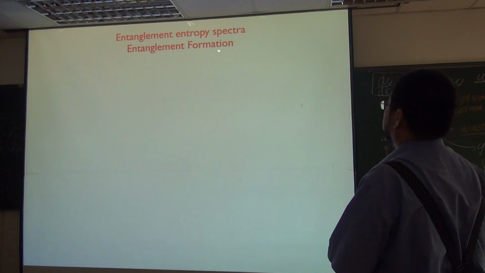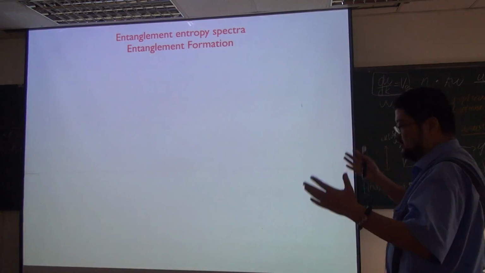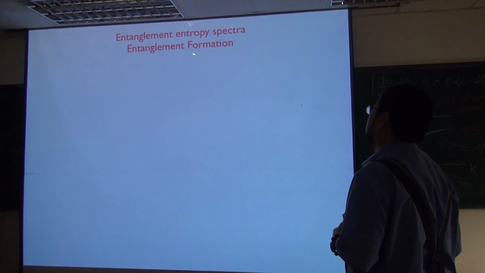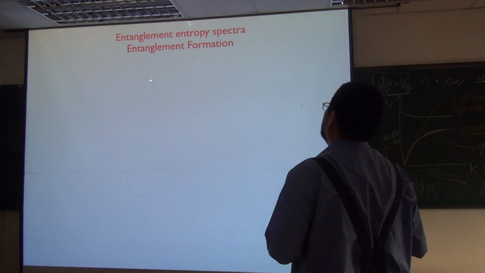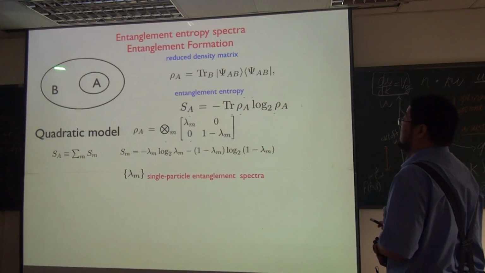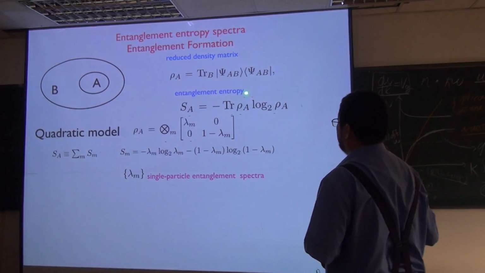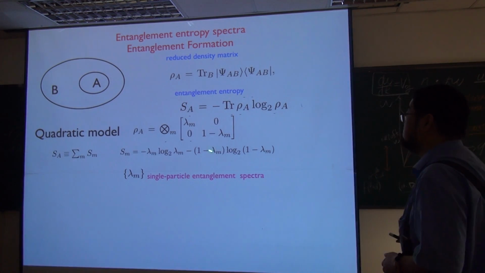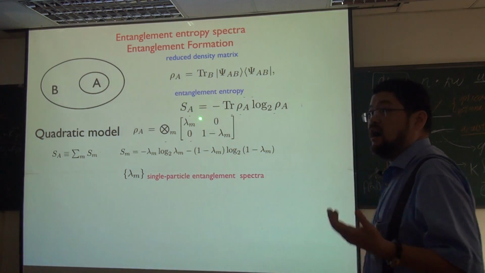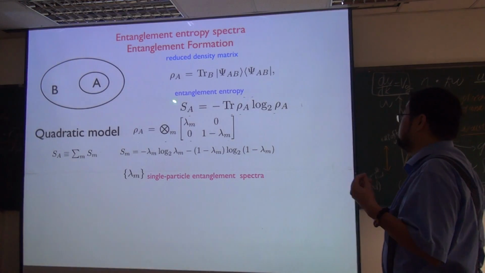So we want to talk about entanglement entropy spectra. You know what entanglement is, you know what a topological system is, but still a new concept will be formed, which is entanglement entropy spectra. We know that entanglement formation is for two systems, and you integrate out B, and then you have the reduced density matrix, and we measure the von Neumann entropy, and then we call it entanglement entropy. And I told you how it is related to entanglement measurement.